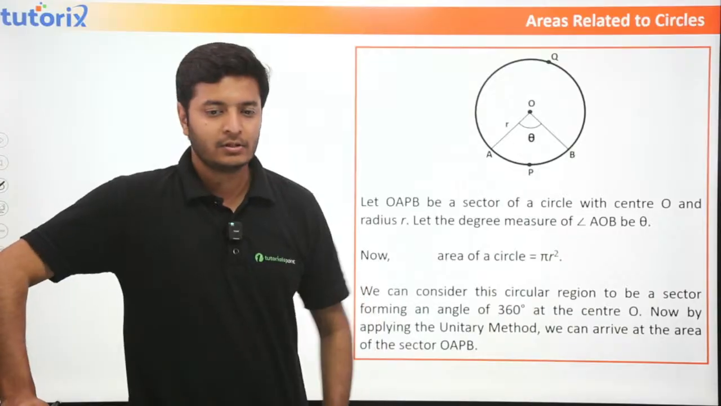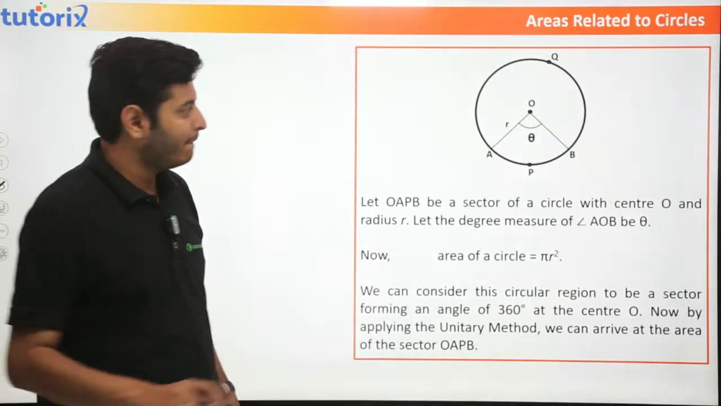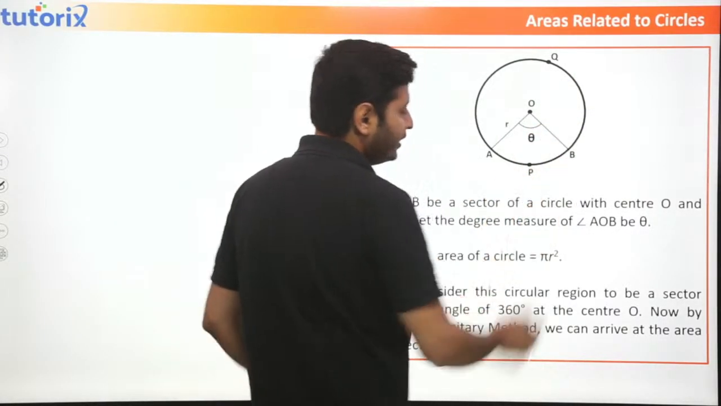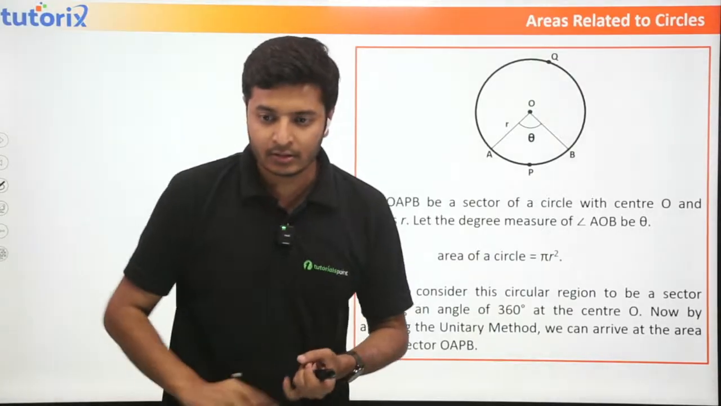Now first let's talk about the area of sector. In this figure you can see a circle with center O. A and B are two points on the circle boundary, correct?